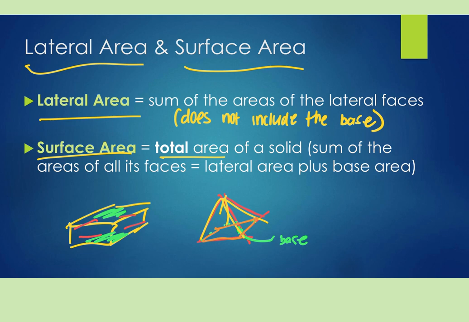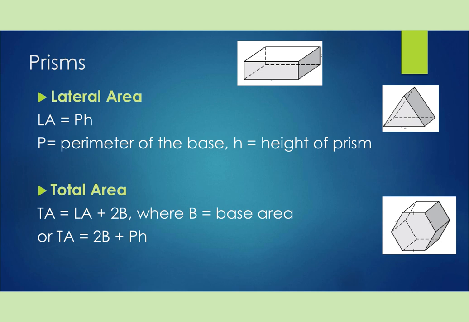How do you find the lateral area? Good question. In a prism, you could literally find the area of all the lateral faces and add them together. Or, I'm about to get there, you could use the formula, which is P times H, where P is the perimeter of the base and H is the height of the prism.